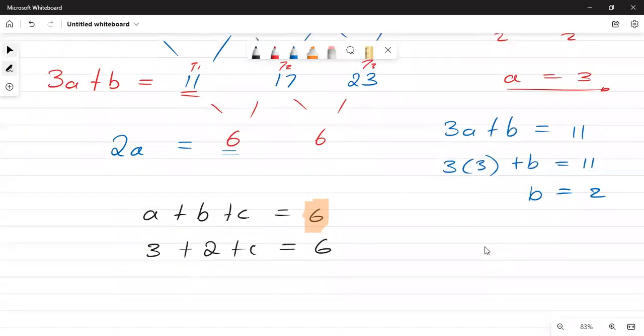3 plus 2 is 5. Therefore, you move the 5 to the other side of the equal sign. You're going to end up with 6 minus 5, which then gives you C is equal to 1. As a complete equation, this is what you're now going to end up with.